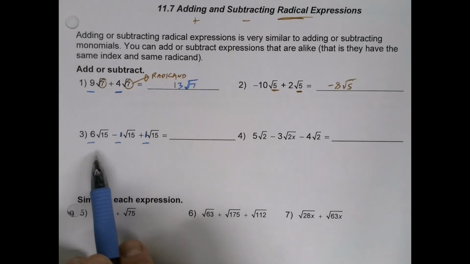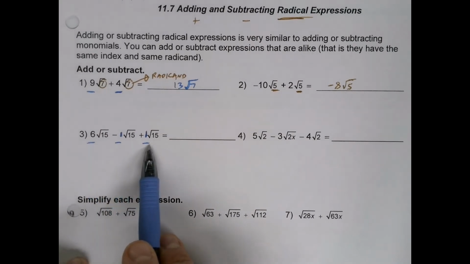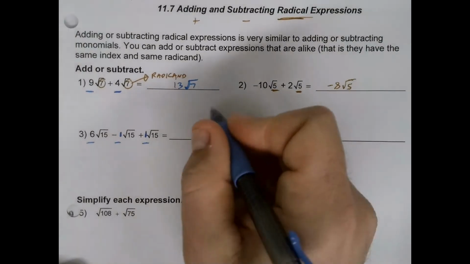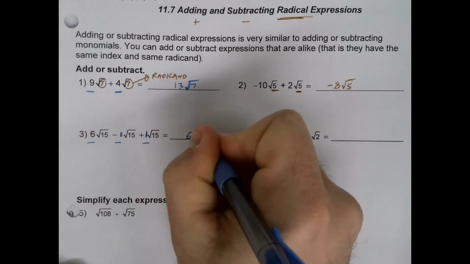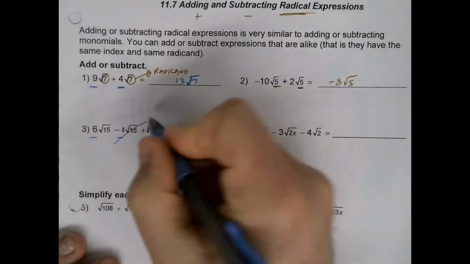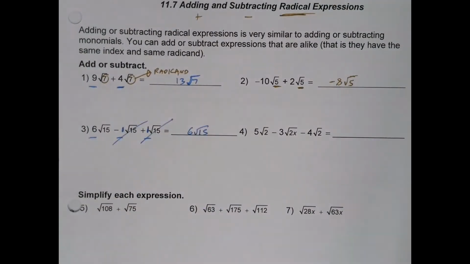So what's 6 minus 1 plus 1? 6 minus 1 is 5, right? And then 5 plus 1 is 6. So you're just left with 6 root 15. Another way to look at this is these two cancel. You got a negative 1 root 15 plus a 1 root 15. They cancel. I'm just left with that.